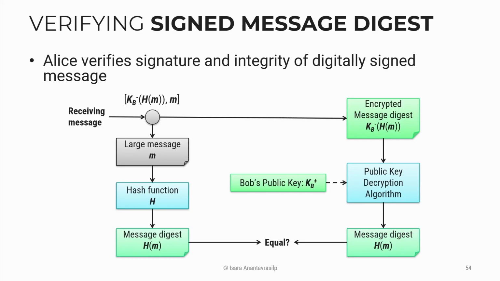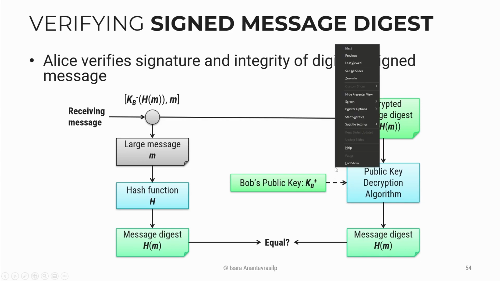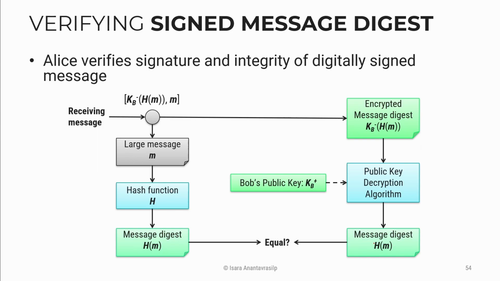When Alice receives the message, she is going to receive the pair, that is KB minus of h of M along with M. What she's going to do is decrypt this encrypted digest using Bob's public key. As a result, she is going to have this h of M back. But as you may recall, the message digest is the result of a hash function, which is a one-way function.